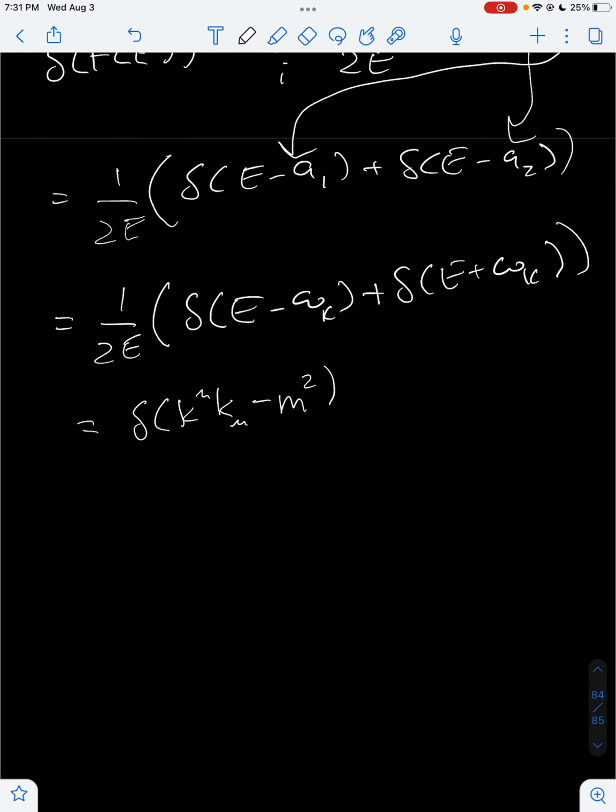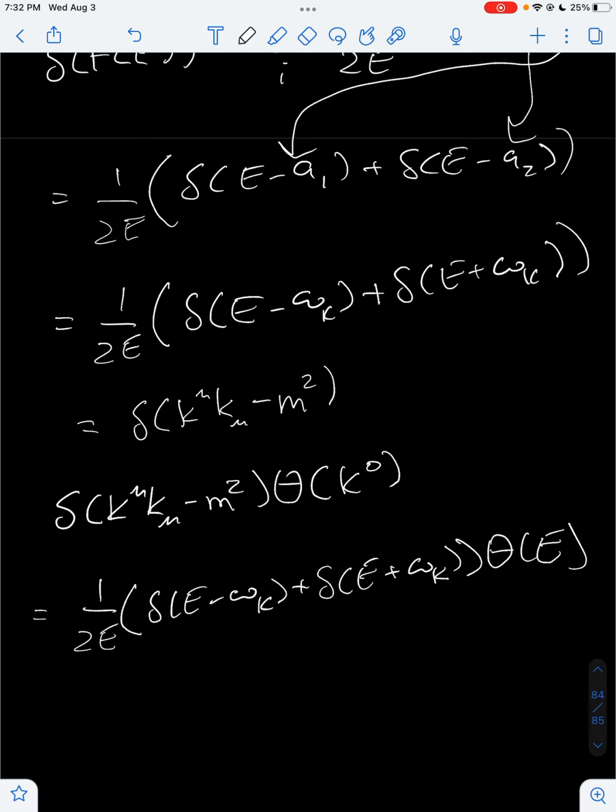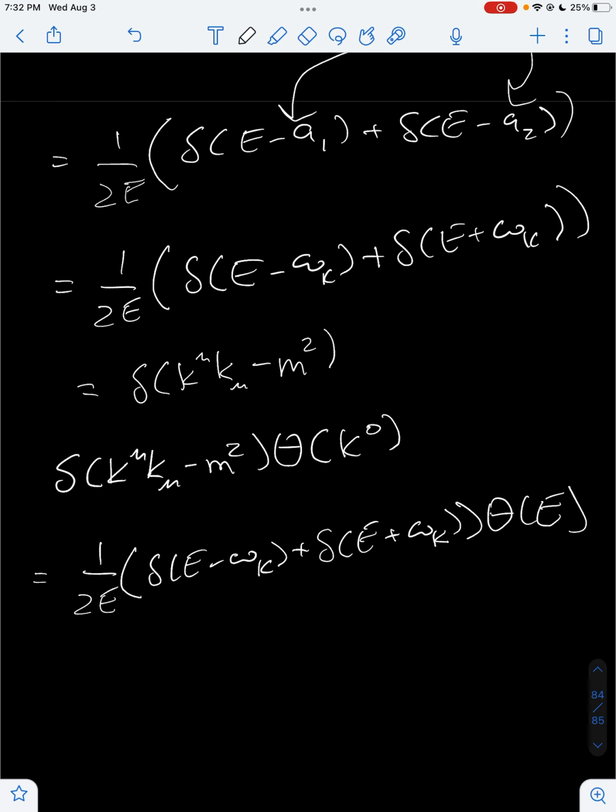Doing that, we're saying that delta of k mu minus m squared times the Heaviside function of k naught is going to be equal to 1 over 2e times delta e minus omega k plus delta of e plus omega k. And then in the end, we just do the Heaviside function of e, since k naught equals e. So now we have that.